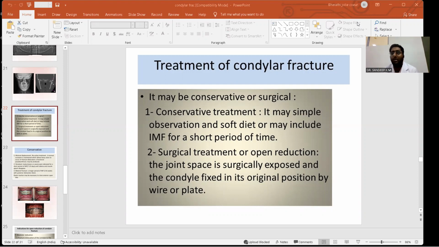Then surgical treatment involves open reduction. We'll surgically open the area through some extraoral approaches. We'll see the fracture, reduce the fracture, and fix it with either direct wiring or mini plates or rods, whatever it may be, and we will replace the fracture back to its normal anatomical position. So that is the treatment protocol for condylar fracture.